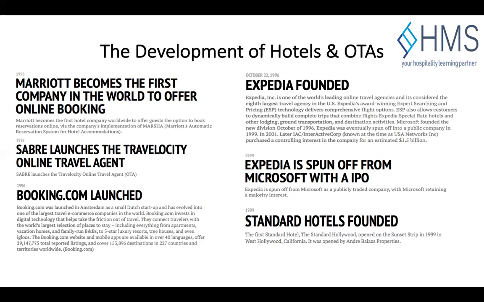In the same year, the first Standard Hotel, the Standard Hollywood, opened on Sunset Strip in the year 1999 in West Hollywood, California.